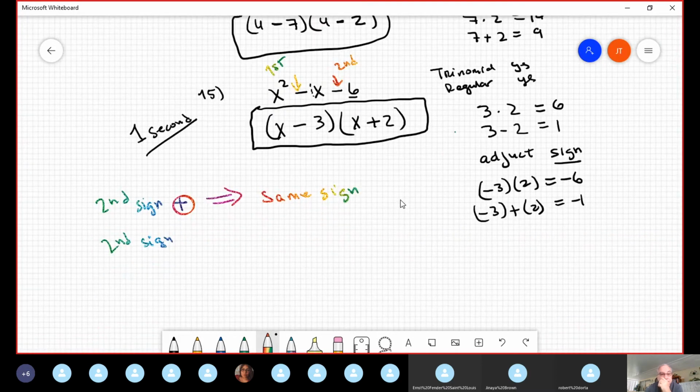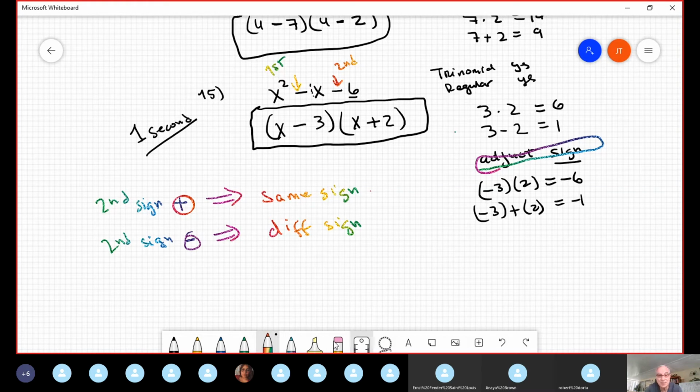Is negative, different sign. Okay, and that's it, no? No, because what sign do I define? I adjust the sign. Well, okay, you adjust. See, it's the same, it is the sign of the bigger number.